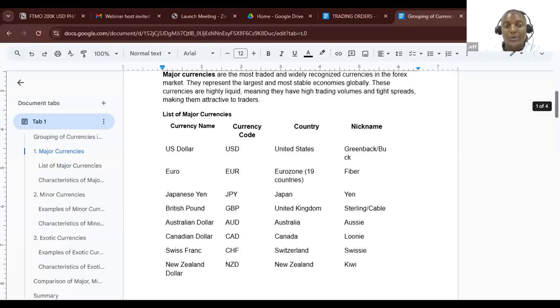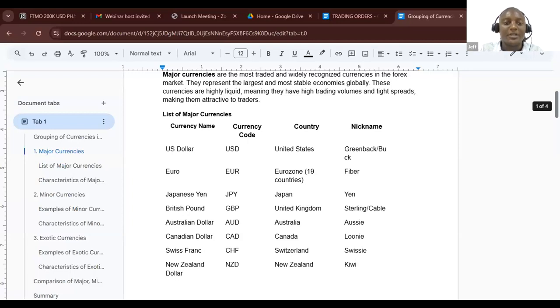Okay. Then we have the Japanese yen. The currency code is JPY. As Timothy has explained, the code usually has 3 letters. So you have USD, the euro, which is EUR, then here you can find the Japanese yen, so that is JPY. Then the country is Japan, and the nickname is the yen.